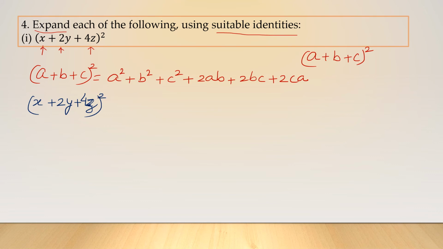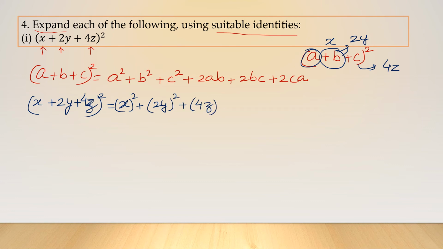Now if you compare, in place of a, the x is written in the question, and in place of plus b, there is plus 2y. And in place of c, plus c, there is 4z. So wherever there is A, we will write X, and in place of B, we will write 2Y, and in place of C, we will write 4Z.